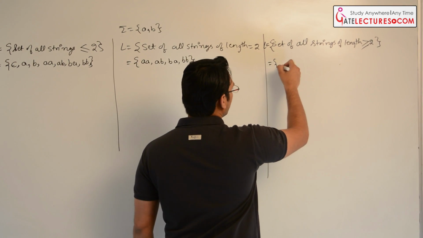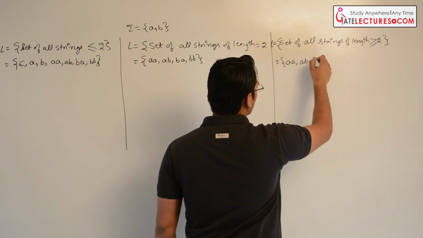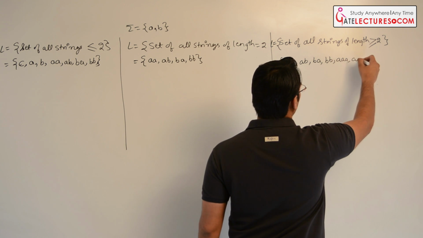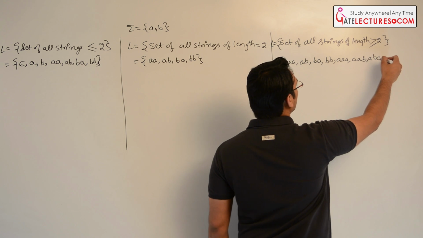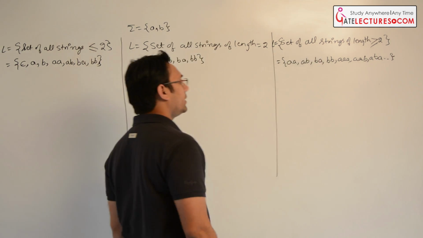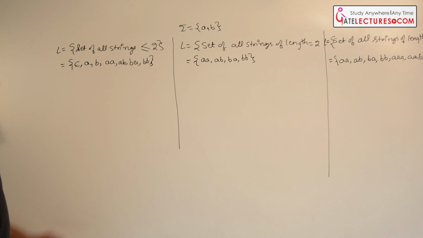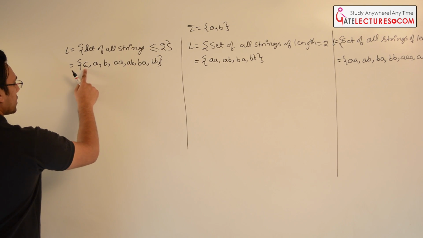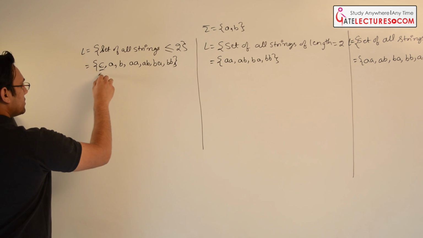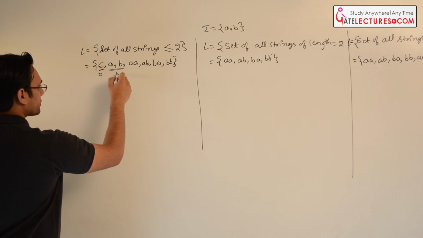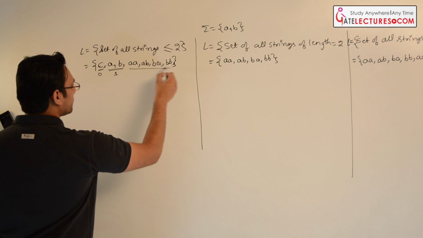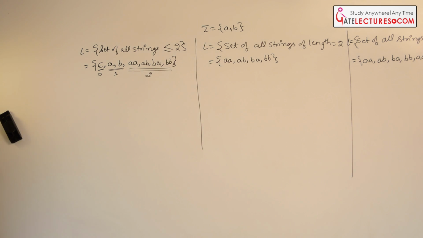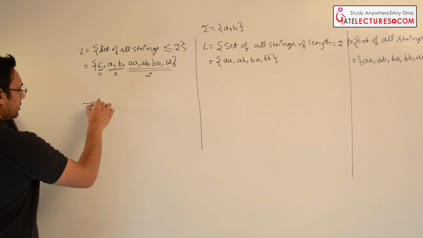Strings will be AA, AB, BA, BB, AAA, AAB, ABA, and so on. Fine. Now for the first language, let us say we have to accept epsilon, strings of length 0, we have to accept strings of length 1, we have to accept strings of length 2. Okay. So let us draw a finite automata here.